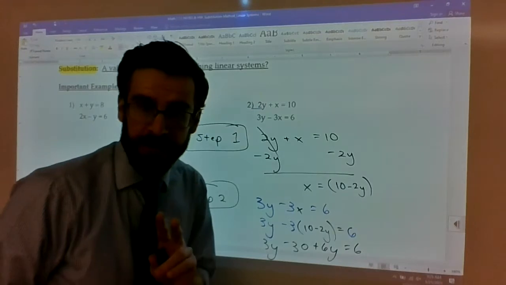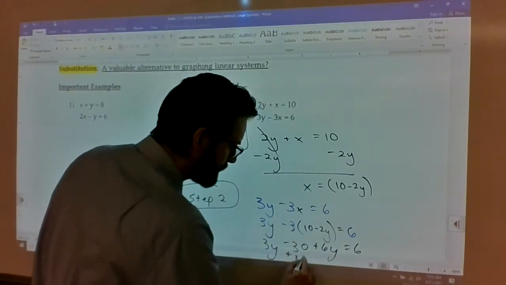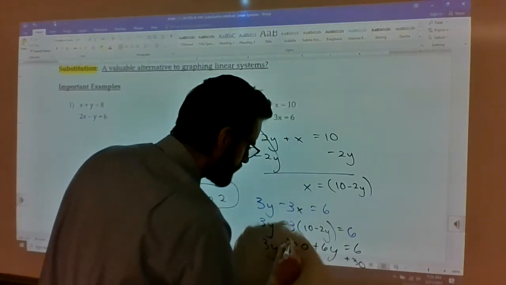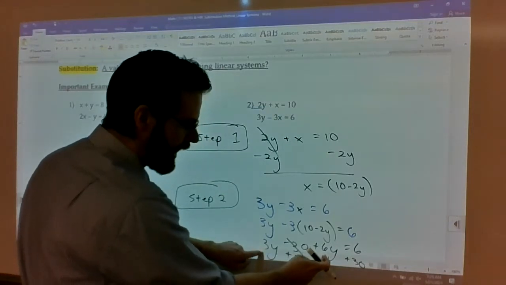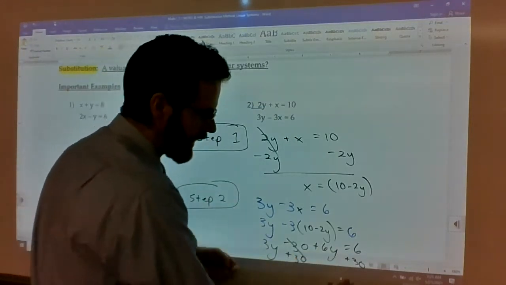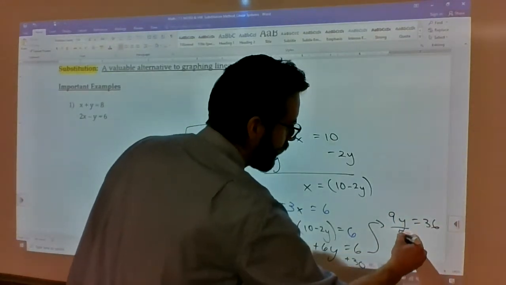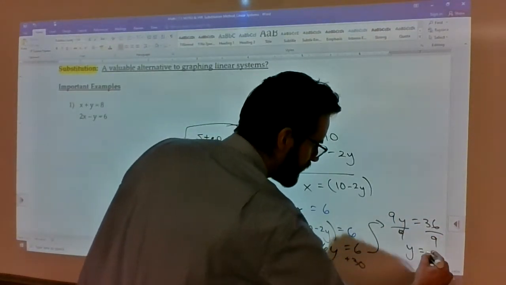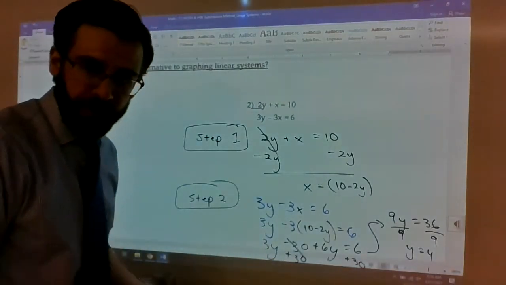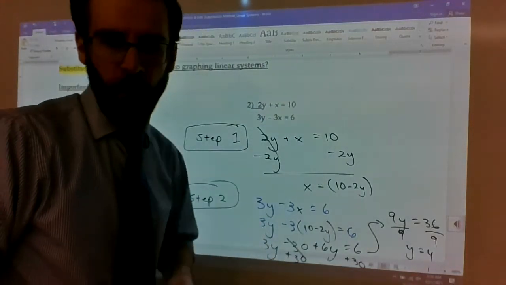Again, I'm going to do multiple steps at once. I'm going to add 30 to both sides, and I'm going to combine 3y plus 6y is 9y. That gives you 9y equals 36. y equals 4. So we got our first variable. We know y equals 4.